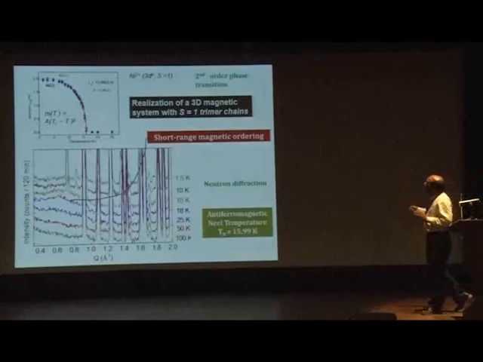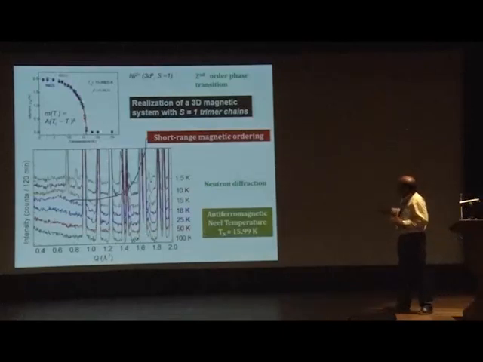By doing neutron diffraction, we plot this ordered moment as a function of temperature, which follows this beautiful relation with the critical exponent beta, and the TC has been determined from this. But what is interesting here is that this is the long-range ordering at lower temperature, below this temperature. But what is happening above this temperature?